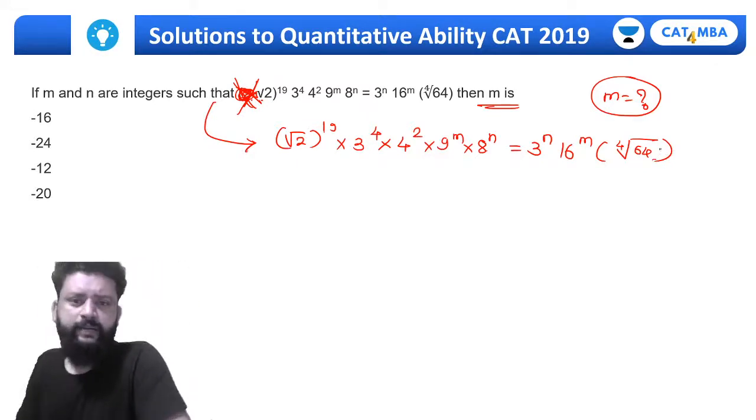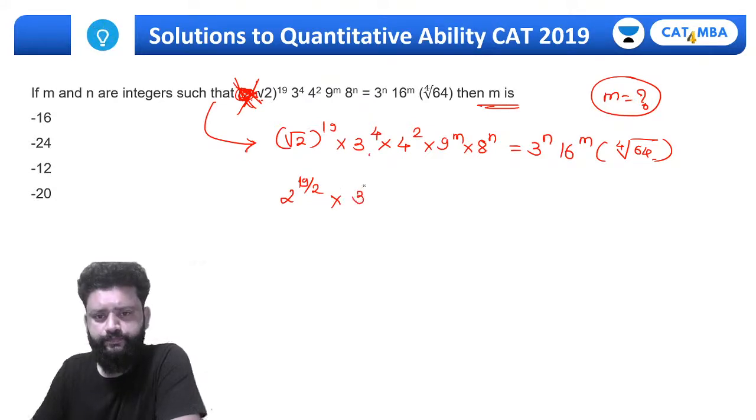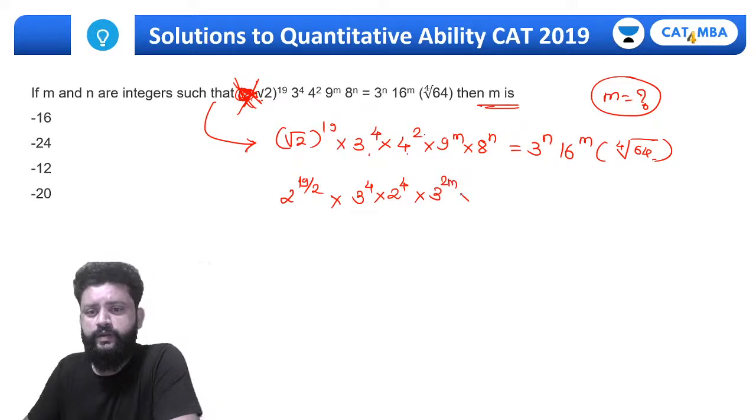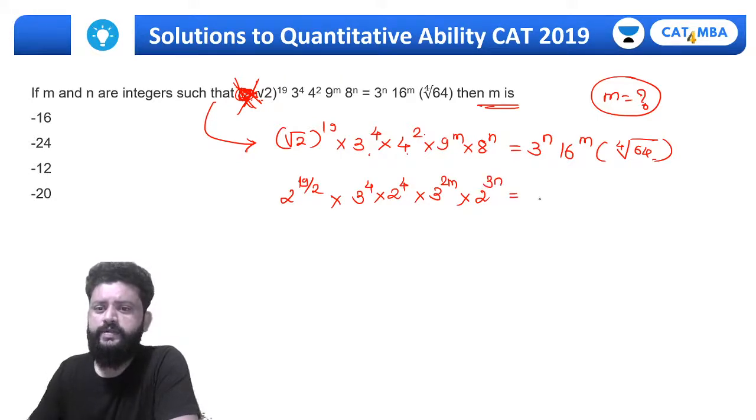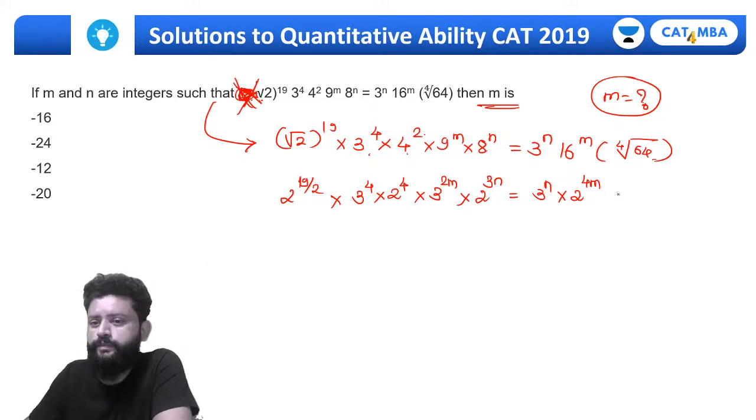In terms of 2s हम इसको लिख सकते हैं, right? So let's try this. This is 2 to the power 19 by 2 into 3 to the power 4 into 2 square. 4 को मैं 2 square लिख रहा हूँ. So this will be 2 to the power 4 into this. I can write this as 3 square, so 3 to the power 2m into 8 to the power n. 8 is 2 cube, so 2 to the power 3n, and this must be equal to 3 to the power n into 2 to the power 4m. Now fourth root of 64 will be 2 to the power 6 by 4, which is 3 by 2, right? 2 to the power 3 by 2.